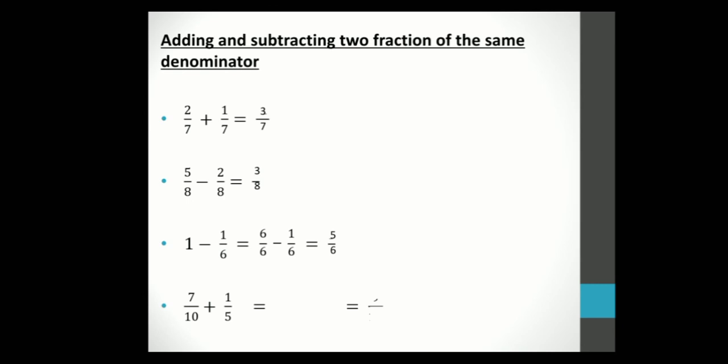Now I have 7 over 10 plus 1 over 5. Both denominators here are different. But we can convert 5 to be 10 by multiplying 5 times 2. So, we make the second fraction by multiplying by 2 up and down. Now, we have 7 over 10 plus 2 over 10. Now I have a similar denominator. So first I put 10 down. And then we do 7 plus 2. 7 plus 2 equals 9. So the result is 9 over 10.